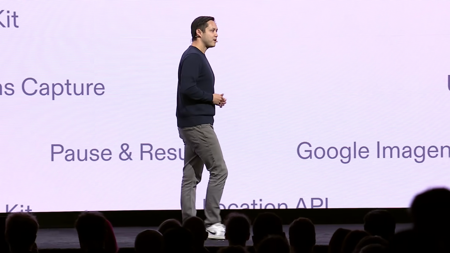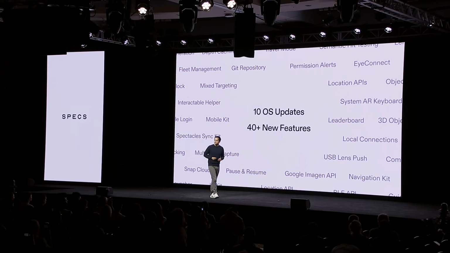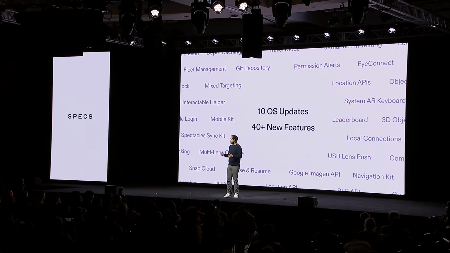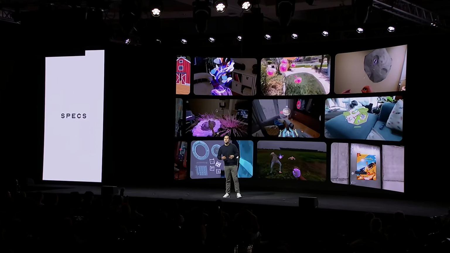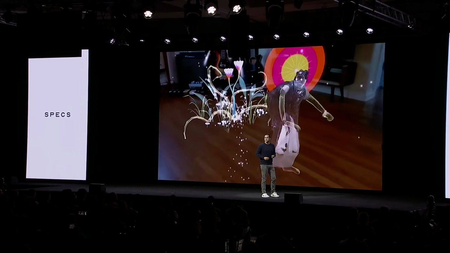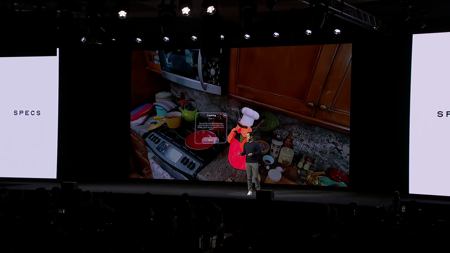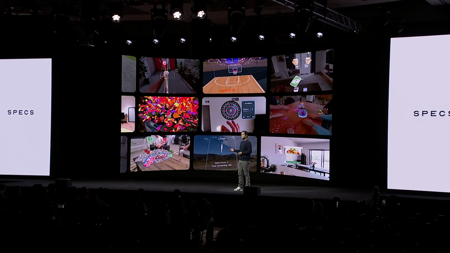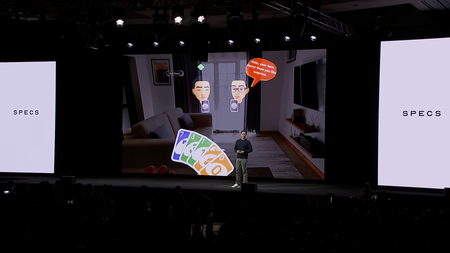Over the past year and a half, we've shipped 10 SnapOS updates with more than 40 new features and APIs. Our developer community has leveraged these features to create incredible experiences and has already published hundreds of lenses to the platform. Lenses that are delivering new AR-native gaming, learning, and utility-based experiences. Let's take the team at Ojai Studio.